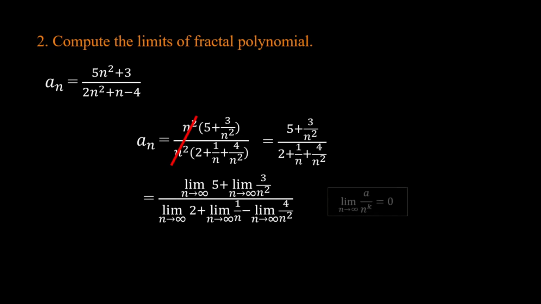So now you can cross them out in the front, and what you're left with is there. Now, remember the formula or the theory that said the limit of a over n to the k equals 0. So you know it's 0, you can just cross it out. Now you're left with the limit of 5 as n approaches infinity over the limit of 2 as n approaches infinity. So you'll get 5 over 2. And that's your answer.